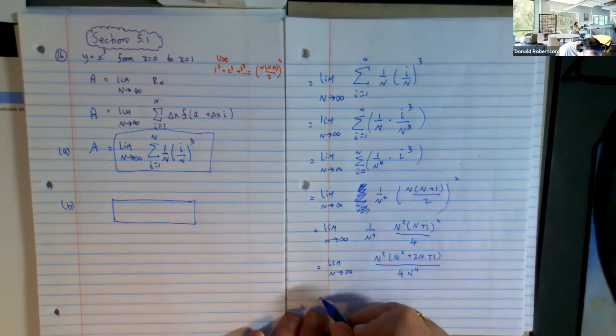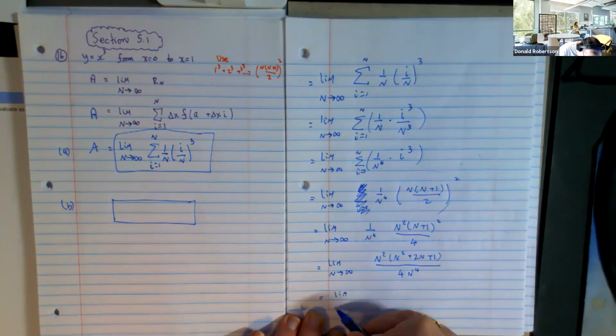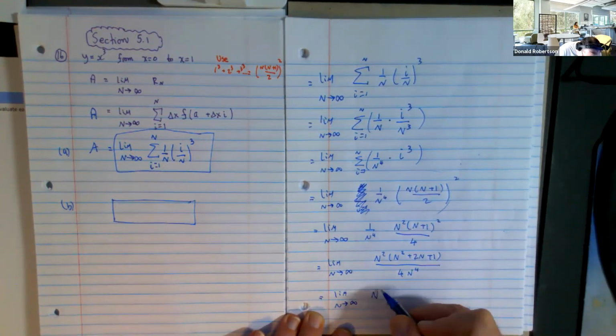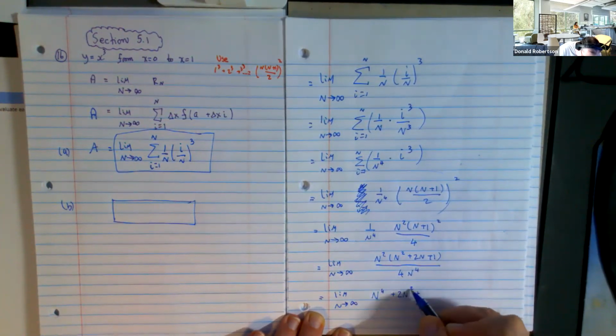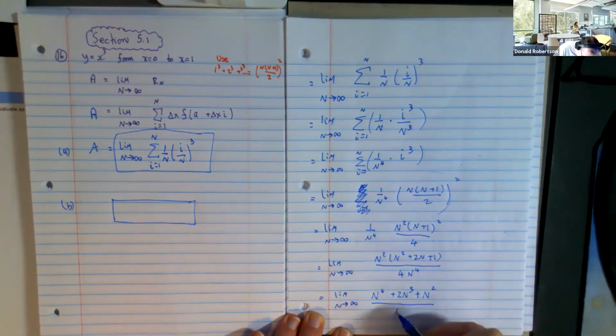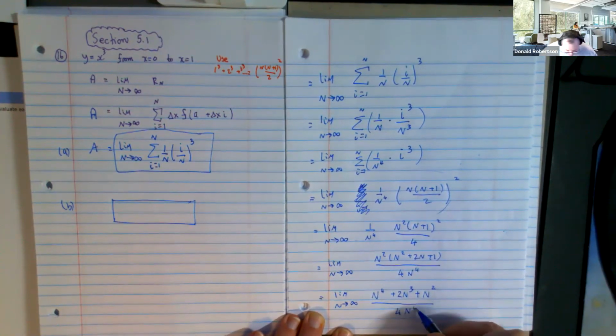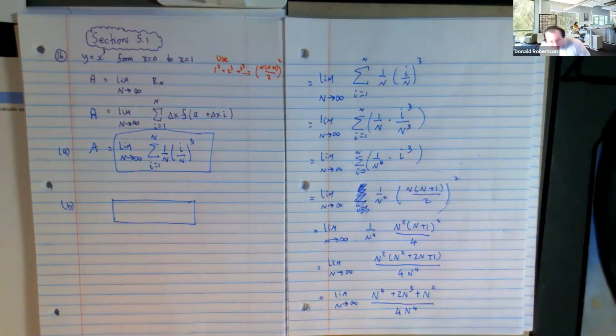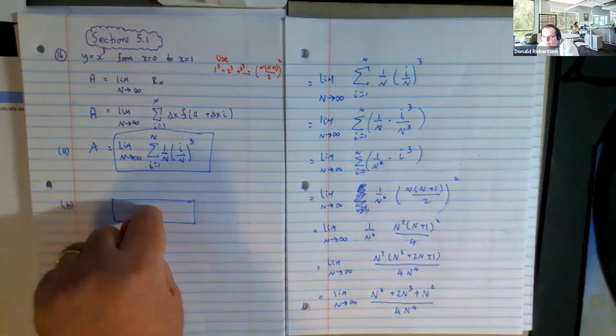I am getting really close to the finish here. If I can find out what the limit of this fraction is when n goes to infinity, the answer to that is the area under the curve. That's the number that's going to go here.